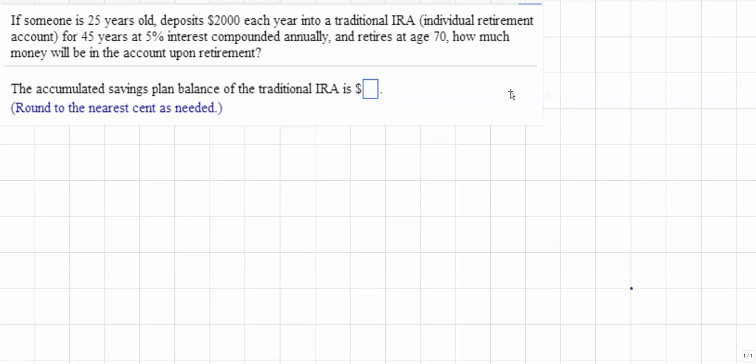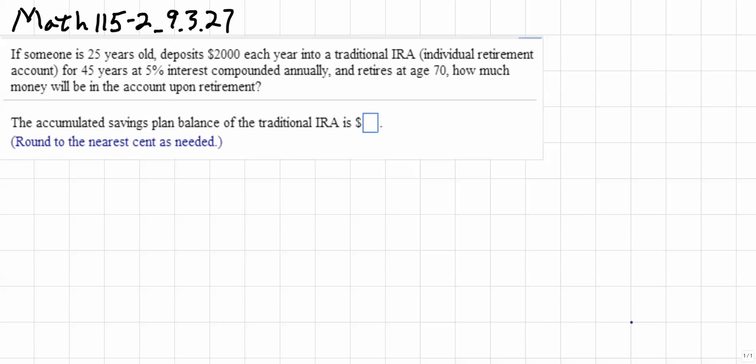If someone is 25 years old, deposits $2,000 each year into a traditional IRA, individual retirement account, for 45 years at 5% interest compounded annually, and retires at age 70, how much money will be in the account upon retirement? Note that we are going to put the answer into MyMathLab rounded to the nearest cent as needed.